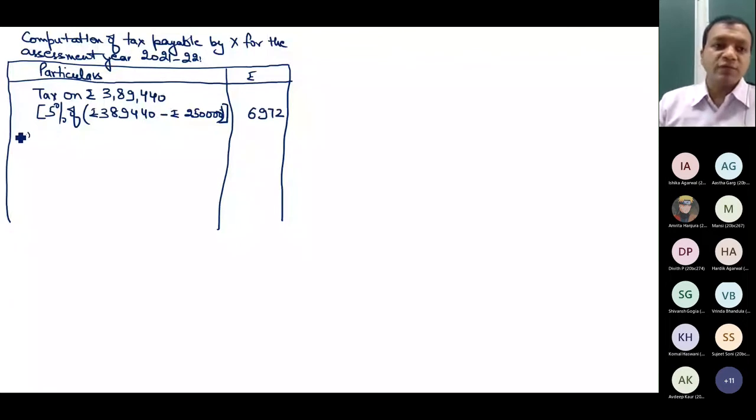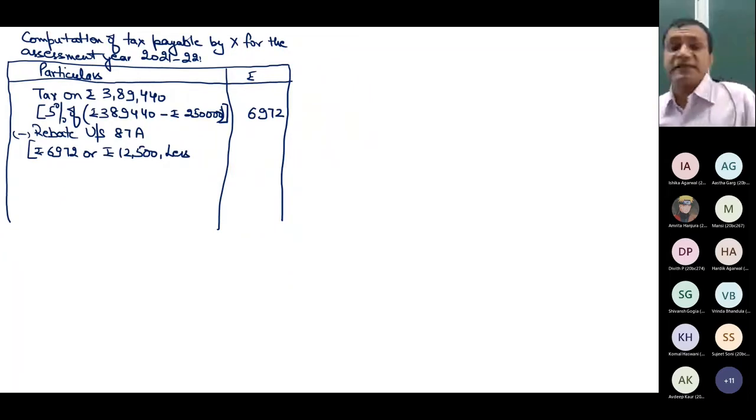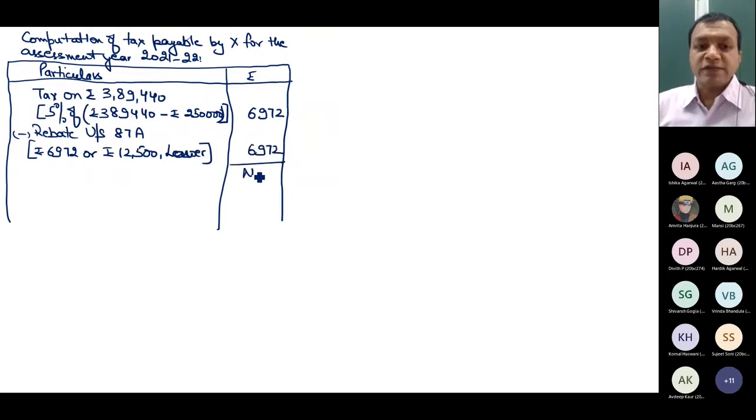After this, what do you come to? If you remember the format of tax, what to deduct after this? Rebate under which section? 87A. How much is this rebate? 100% of tax, which is 6,972, or 12,500, whichever is less. If the income does not exceed 5 lakh, and yes, my income is not exceeding 5 lakh rupees, so which is lower? 6,972. So technically there is no tax, because even if you add health and education cess at the rate of 4%, it will become nil. Nil.